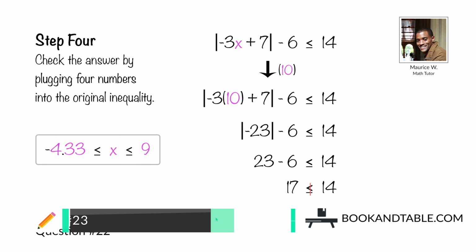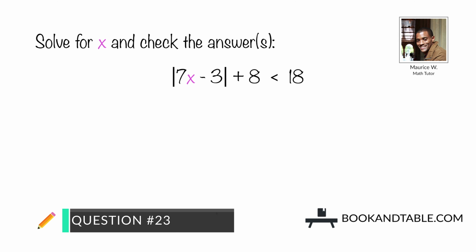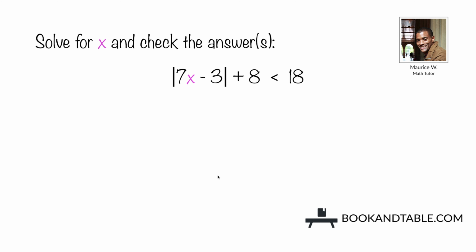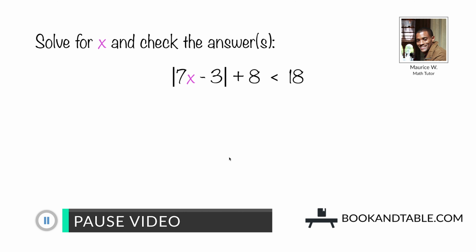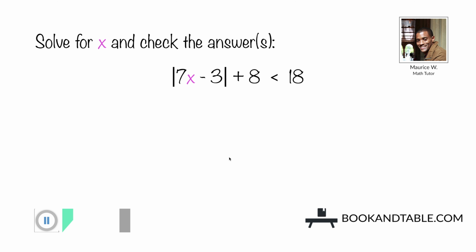Question number 23. Solve for x and check the answers. The absolute value of 7x minus 3 plus 8 is less than 18. Pause the video, answer this question, and then press play when you are ready.